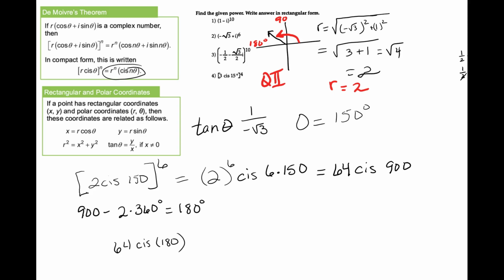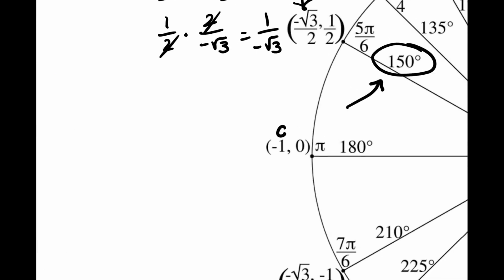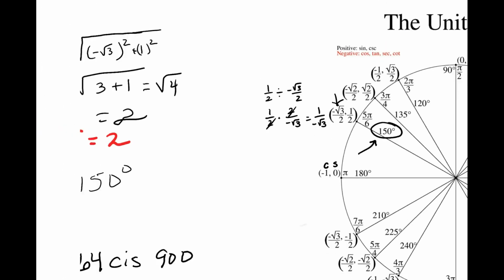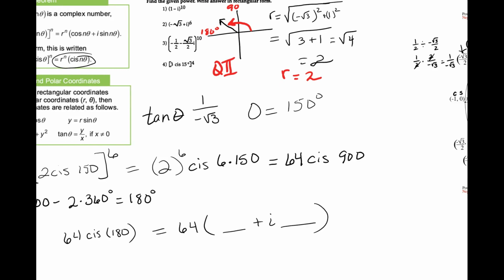All right, so what does that look like? 64, and then we're going to put here the cosine plus the imaginary sine, and then we'll distribute and figure that out. So let's take a look at 180 real quick here on the circle. The cosine is -1, the sine is 0. All right, let's fill that in over here. So the cosine value goes right in here, -1, and then the sine is 0.